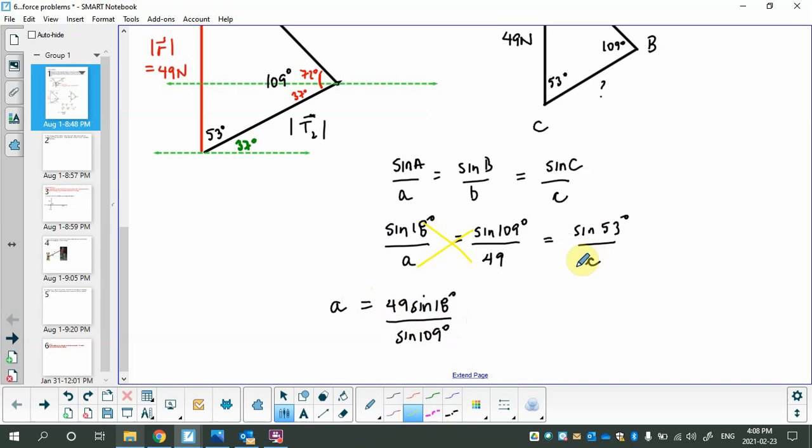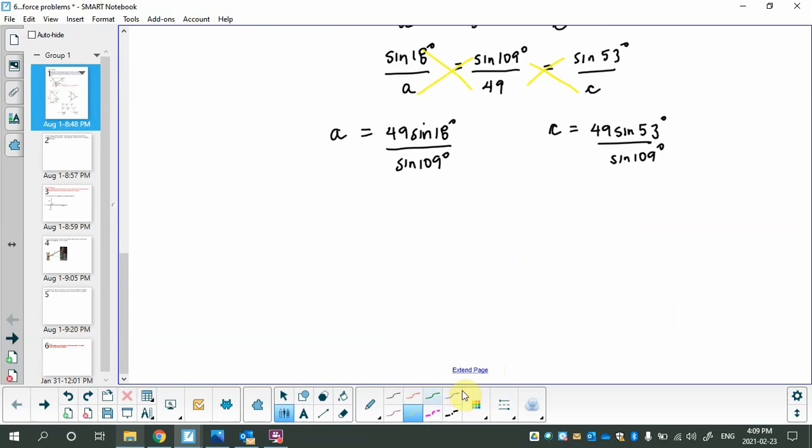I'm going to do cross multiplying over here as well, so that cross will give us C times sine 109, and in the other direction, 49 times sine 53 degrees, and I'll have that sine 109 sitting in here, so I might as well divide by it and save myself a line. So now it's calculator time for both of them. So little a and little c.